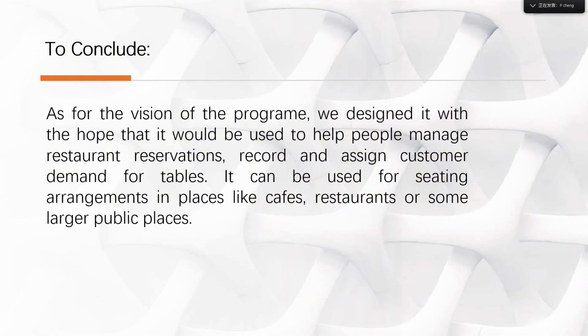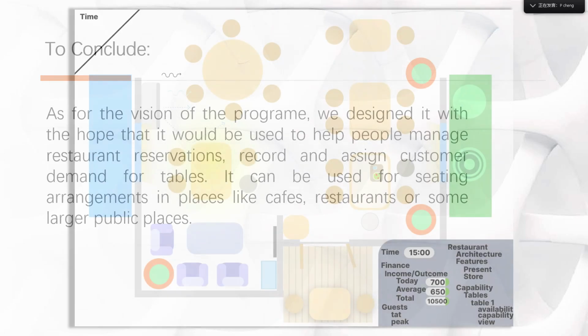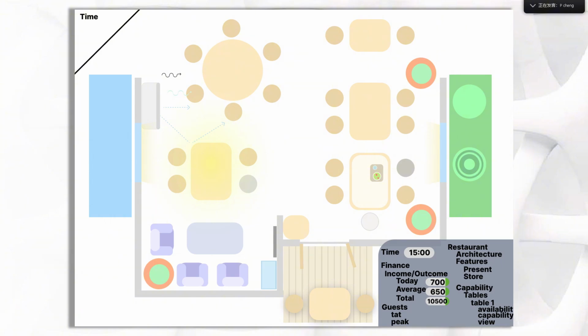To conclude our application part, as for the vision of the program, we designed it with the hope that it would be used to help people manage restaurant reservations, record and assign customer demand for tables. It can be used for seating arrangements in places like cafes, restaurants, or some larger public places. Here we have our design. We created it together.